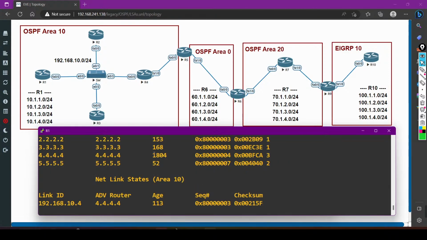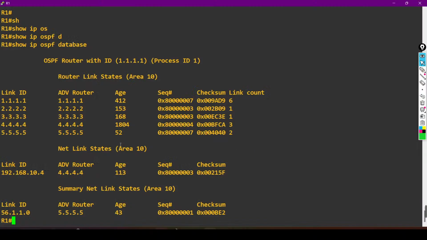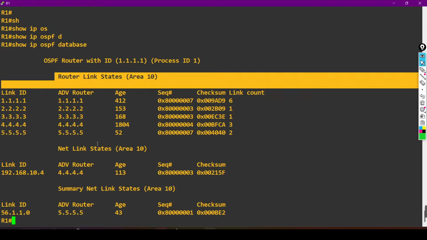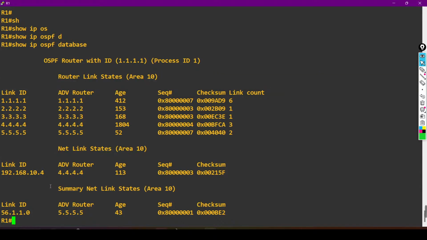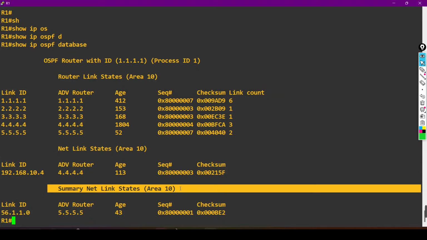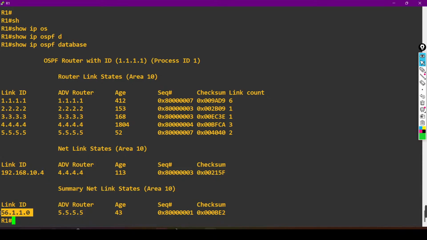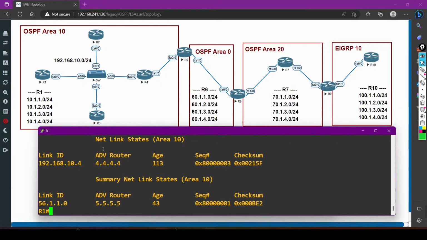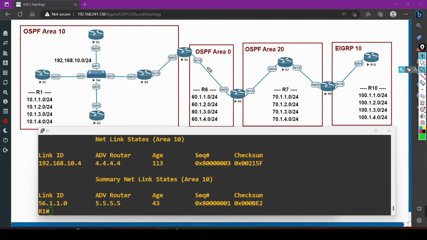Router LSA. Let me maximize it. Router LSA. After that network LSA and which LSA? Summary LSA. So here link ID is what? 56.1.1.1. That means router 5 is sharing this network information. Yes or no?